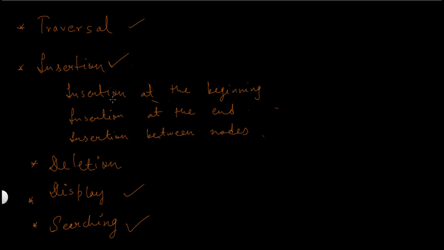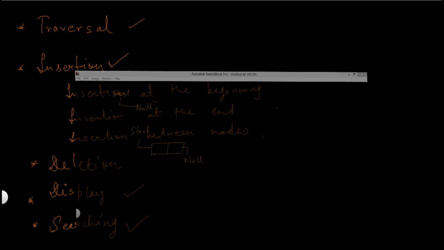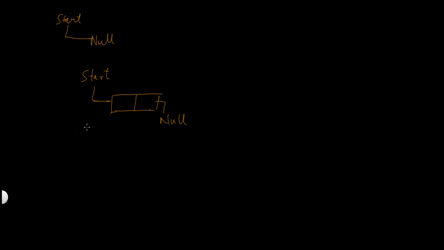Now first I'll talk about insertion at the beginning. Now initially our linked list will be empty. The value of start will be equal to null. Initially, the linked list will always be empty. And if I add a node into an empty linked list, then it will look like this. And suppose the address of this node is 1002. So start will store the address of the first node.